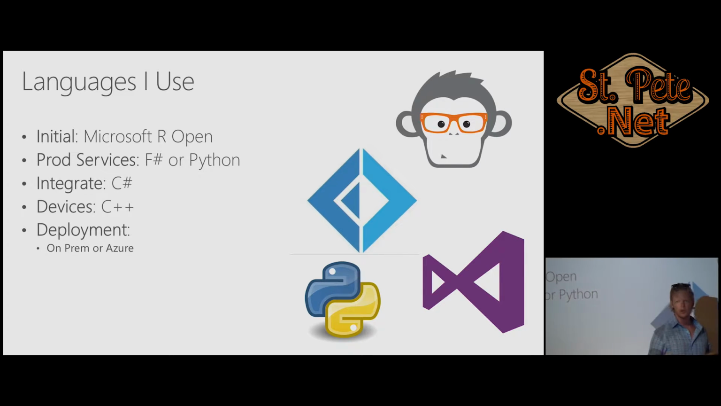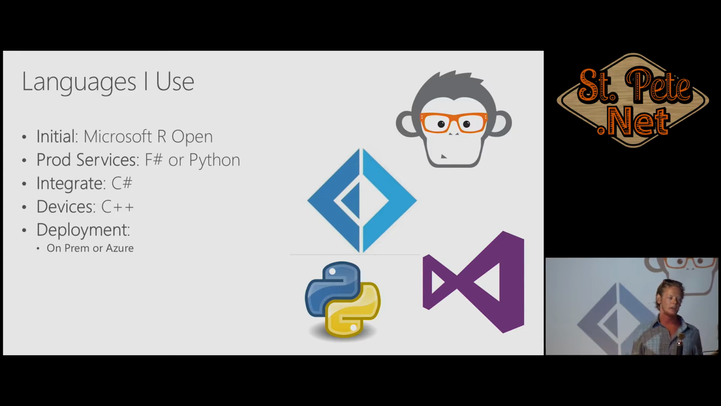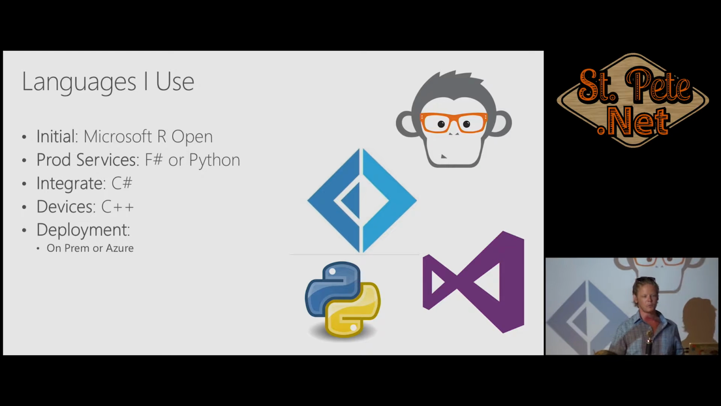Devices, C, C++, most real-time operating systems will operate off of C++ or Fortran. I don't know Fortran, so C++ it is. And then deployments, either on-premise or Azure, all those will work across the board. Just be careful with anything on-prem with R. Just read the licensing agreement. I got into trouble. That's why I'm all about the licensing agreement.